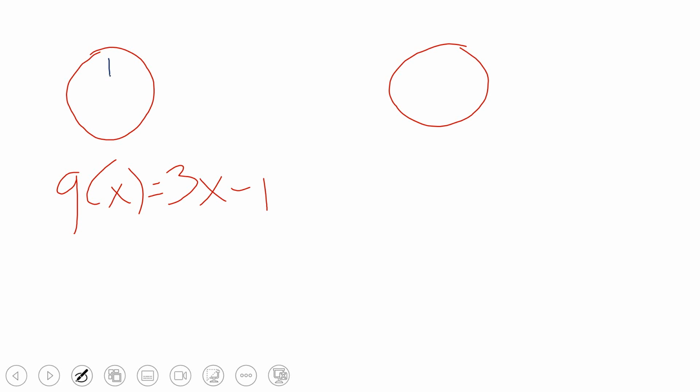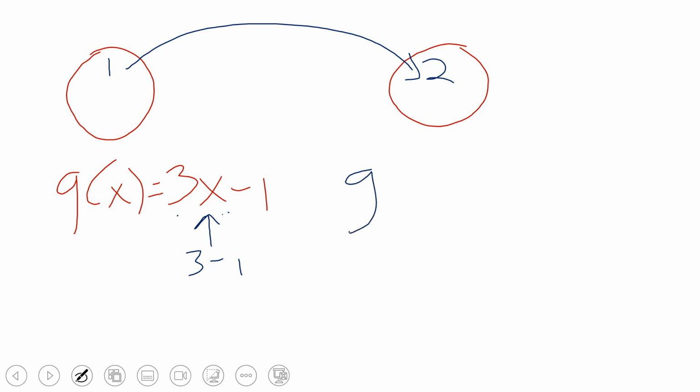Let's use 1. If I insert 1 into this function, turn to your partner in 3 seconds. What's the output for this function? If I insert 1, what is the output? So what you're doing is you're saying 3 times 1 is 3, and 3 minus 1 is 2. The way we read that is, watch this please, for function g, 1 maps on to 2.